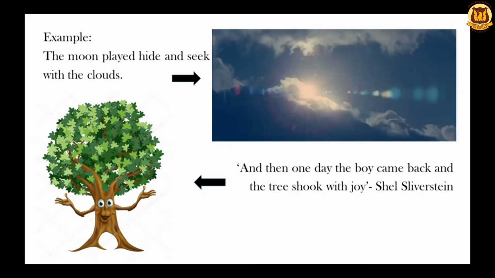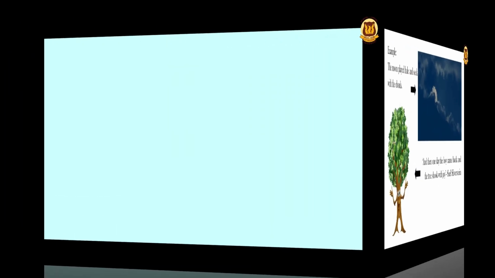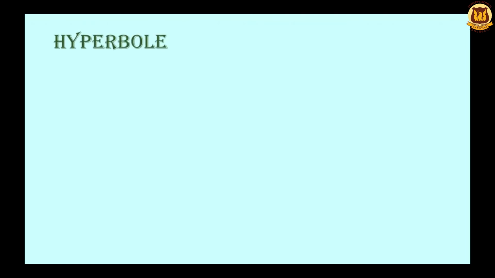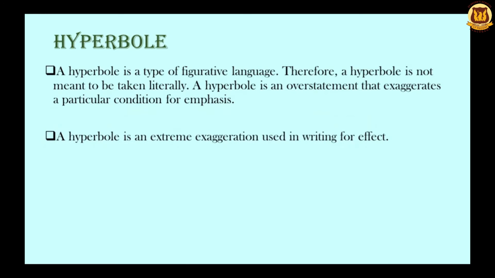I hope you all have understood personification. Let's look at the next figure of speech. Our second figure of speech is hyperbole. What do we mean by hyperbole? A hyperbole is a type of figurative language. It is not meant to be taken literally. It is an overstatement that exaggerates a particular condition for emphasis. Hyperbole is usually used for emphasis or as a way of making a description more creative and humorous.